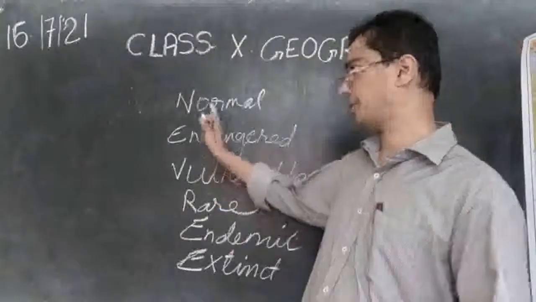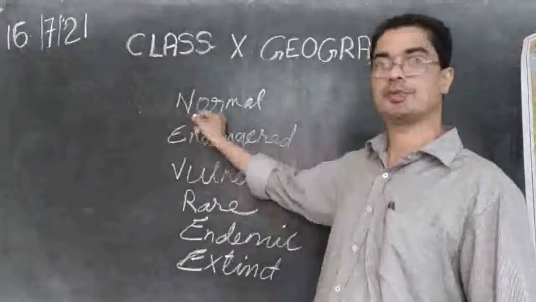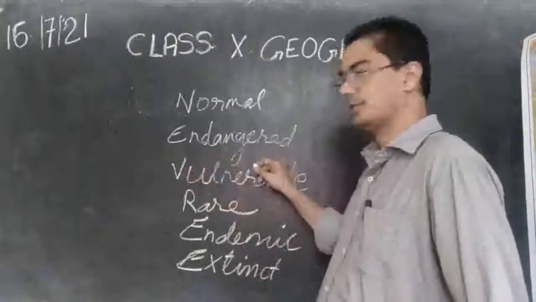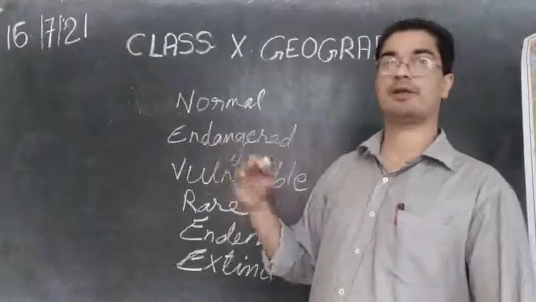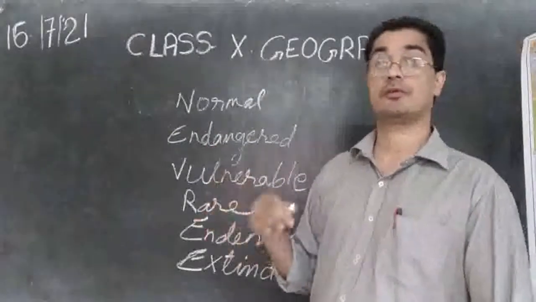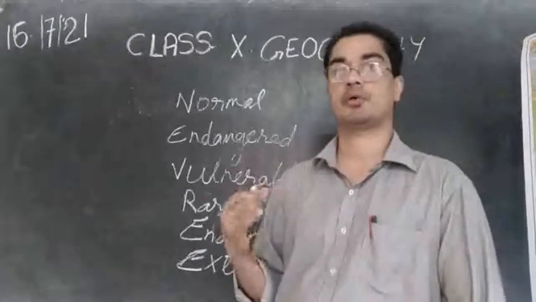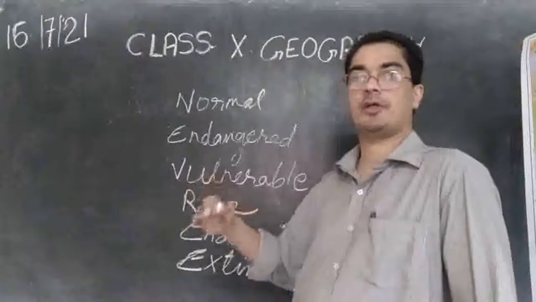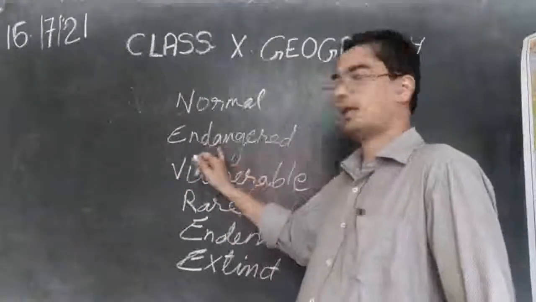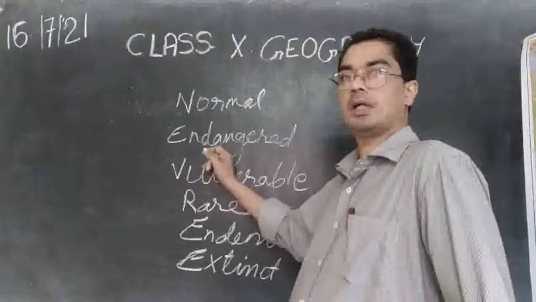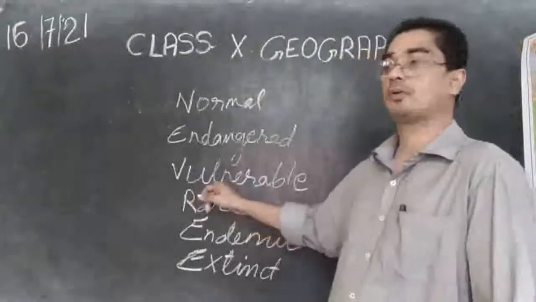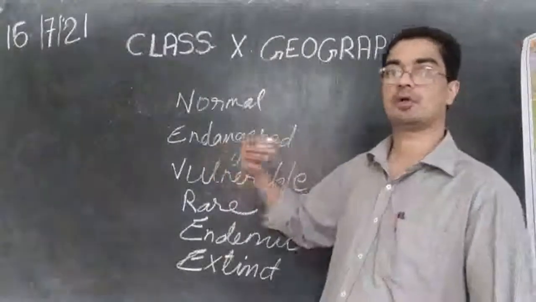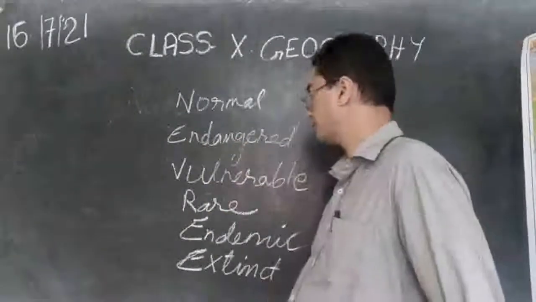So remember these different types of species. Normal species means there is plenty, a sufficient number is there. Then endangered means very few are left, they are in danger of disappearing. So if we don't take care of them, if we don't protect them, very soon they will be disappearing. Then the vulnerable type, there are very few of them, but better than endangered. They are more in number than endangered. But if you don't take care of them, then they too will become endangered after some time. Then slowly they will become extinct.